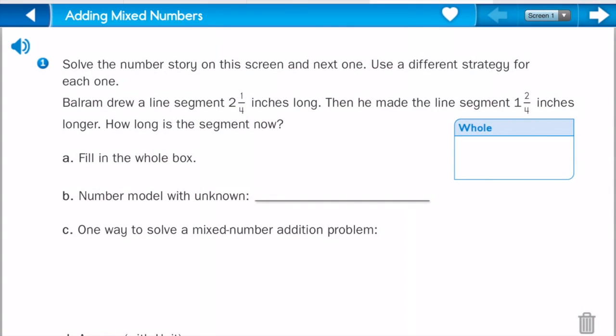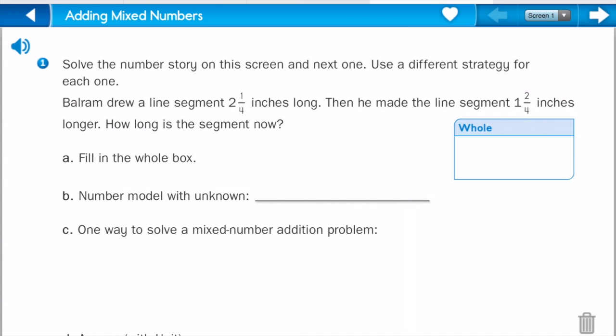Good morning. Today we're going to be doing lesson 5-4. Today we're going to explore a variety of strategies, including replacing mixed numbers with equivalent fractions, to solve number stories that involve adding mixed numbers with like denominators.